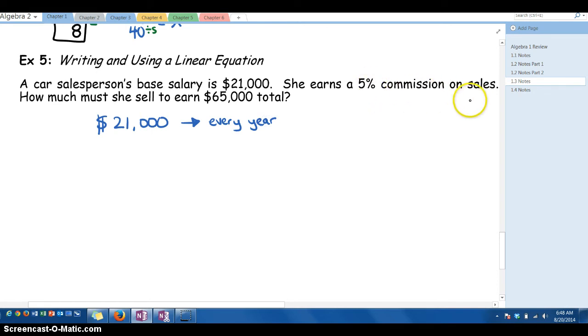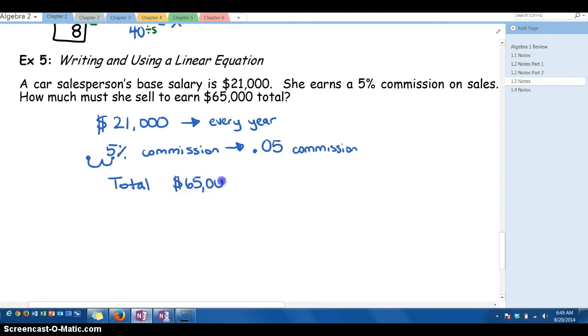And they earn 5% commission on sales, so we have 5% commission. Quick review. In math, we don't use percentages in the equations. What we use is the decimal of this, so we actually move the decimal place, remember, twice to the left. We get 0.05 is going to be our commission. And then it says, how much must she sell to earn $65,000 for the total? So she wants her total to be $65,000. All right. So this commission is the only thing that's based on something, and this is based on sales.